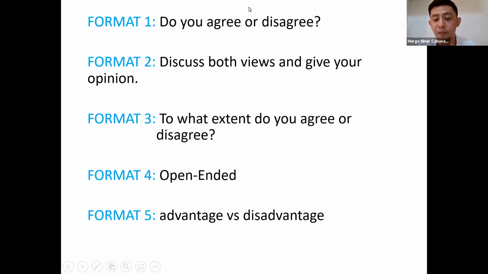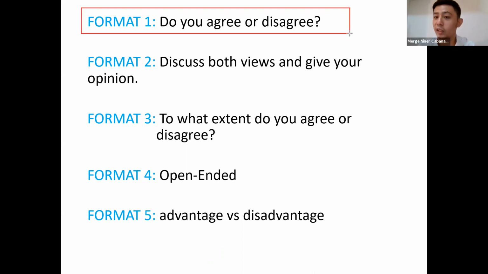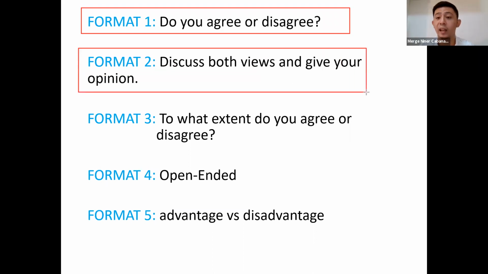We have 5 formats of writing, and they are your do you agree or disagree, which we happen to be done with already. So if you want, we will be doing the agree/disagree lecture soon, when the time is ripe. We also have the discuss both views and give your opinion. Again, another difficult question in the IELTS writing task 2, and another format that is required for writers like you to present. Next is the to what extent do you agree or disagree?